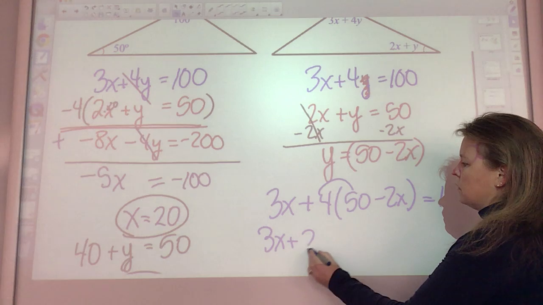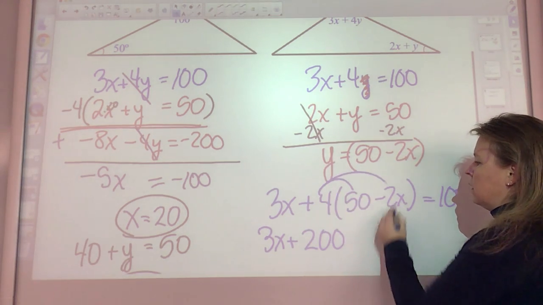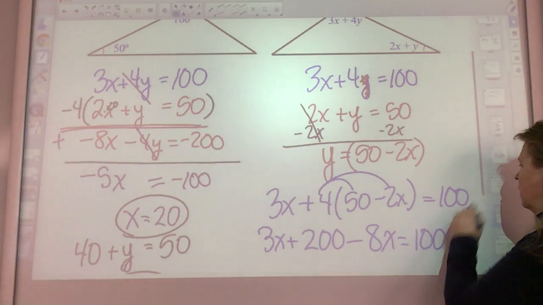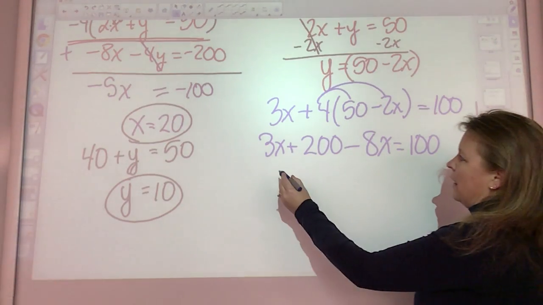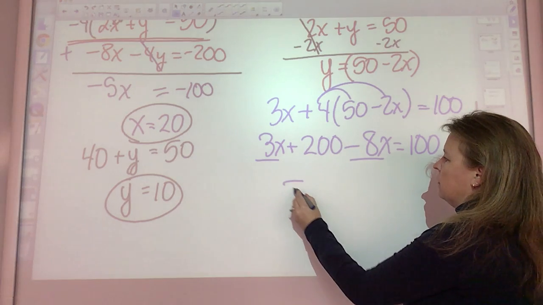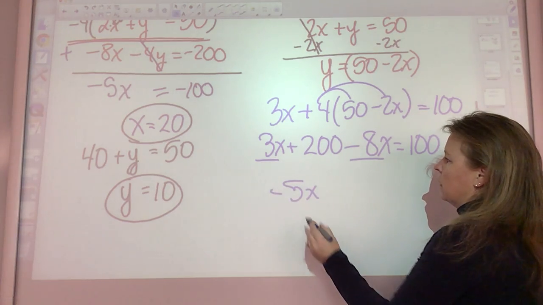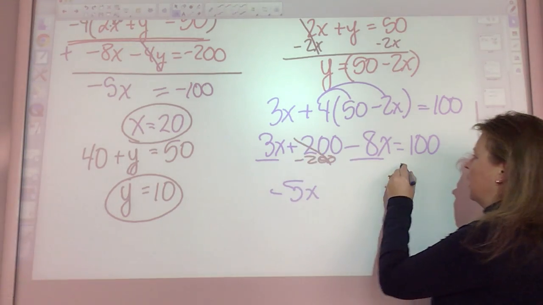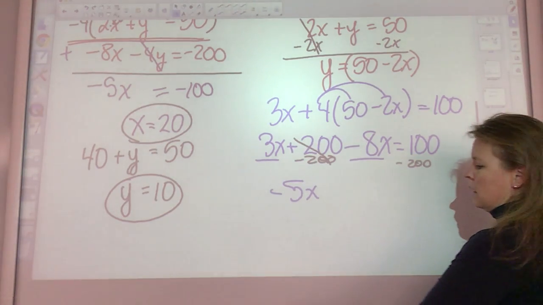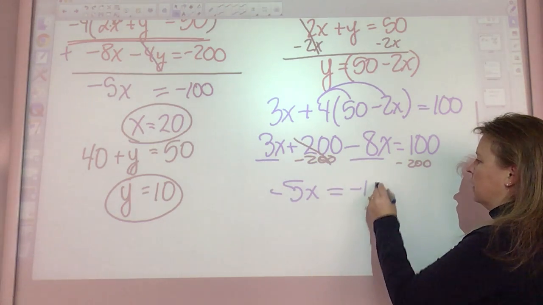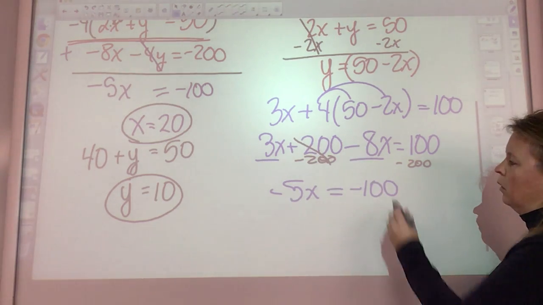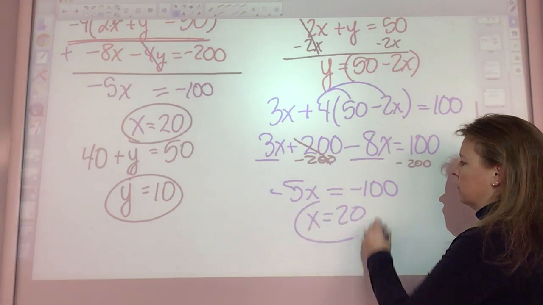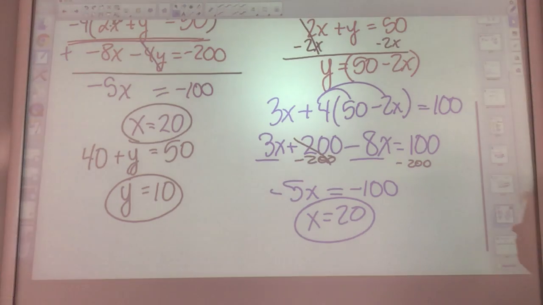You would have to distribute the 4 here and here. Then you would combine like terms and get negative 5x. And if you subtract 200 over to the other side and get it out of there, you get negative 5x equals negative 100. What's negative 100 divided by negative 5? It's 20. Looks familiar, doesn't it?